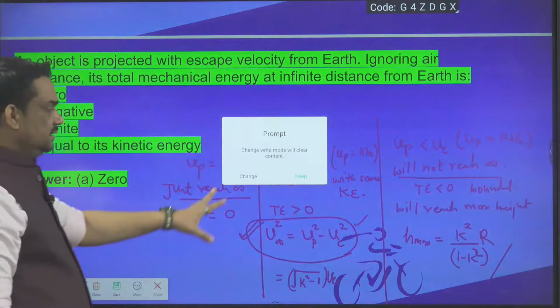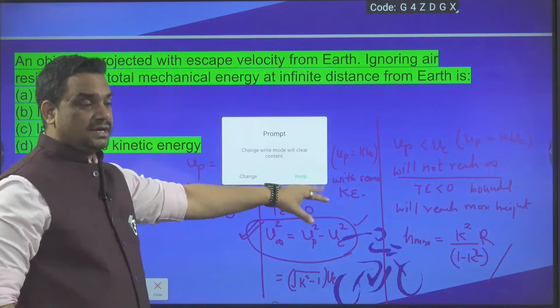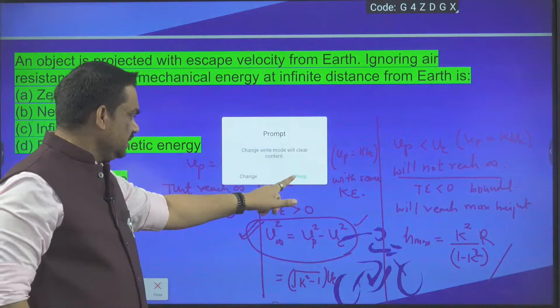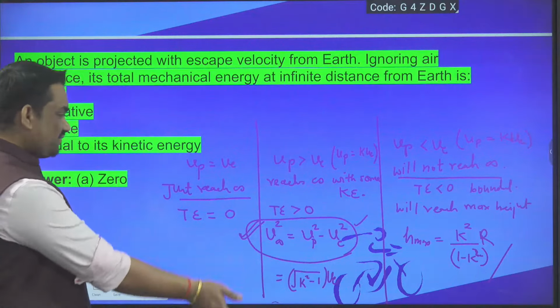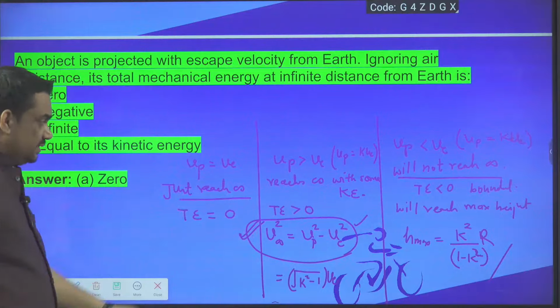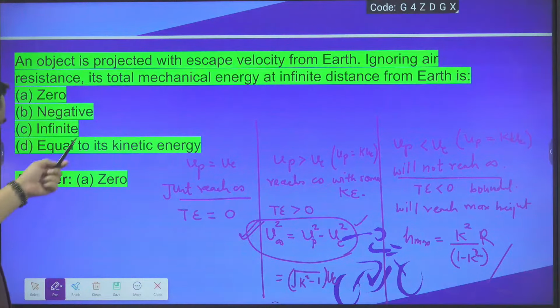Okay, clear? But these cases you can write, because already you know, if I have to move on, I have to erase this thing. So this will be erased. This will not be saved in this PDF.